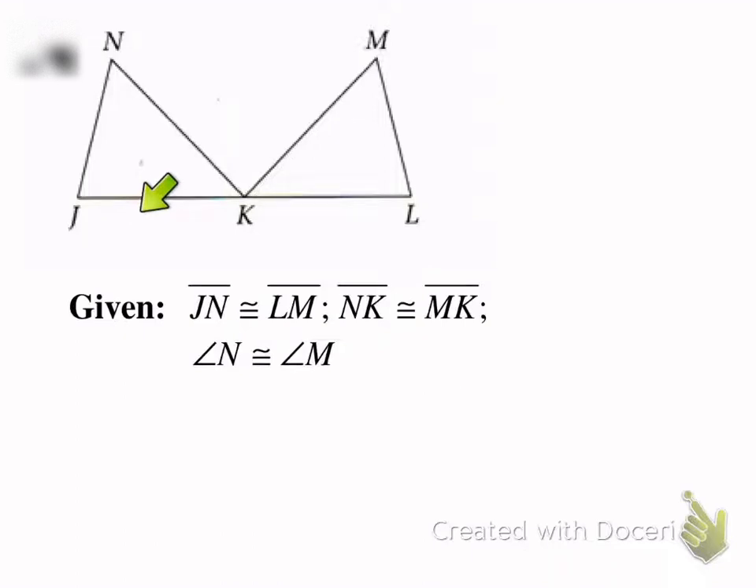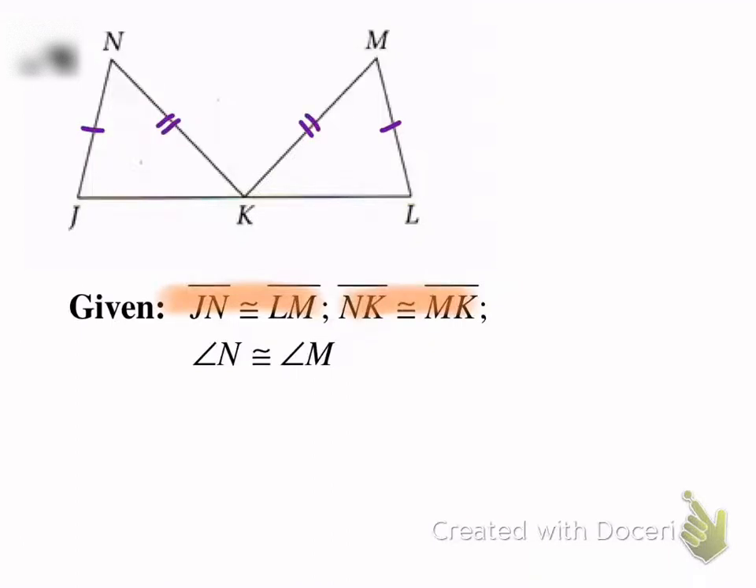We need three things to prove triangles congruent. Three sides and/or angles. So let's take a look. What have they told us? Line segment JN is congruent to line segment LM. So JN and LM are congruent, so I mark that on my diagram. Make sure you mark it with that little single hash mark, so I know one side.